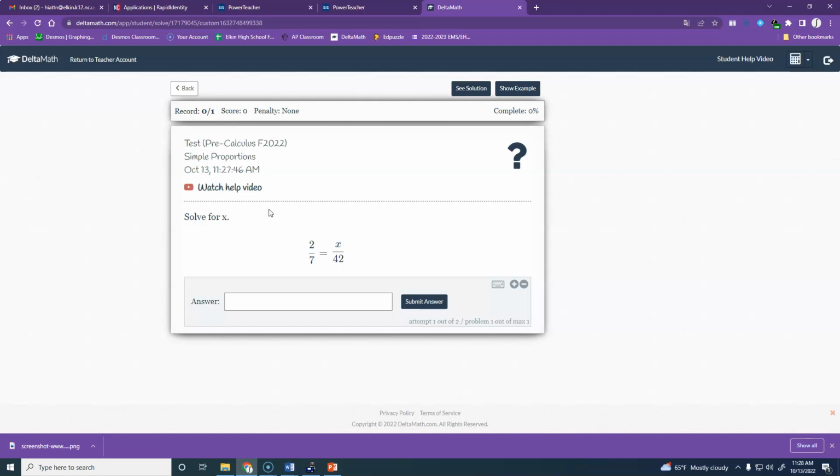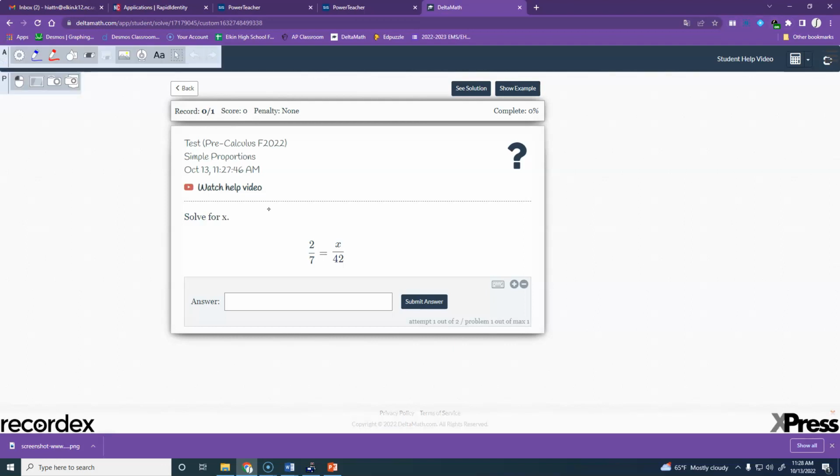Now this one's super simple. I didn't do one like this. This could go all the way back. You could do common denominators, but what could you do on this one? You could cross multiply and get 7x equals 84 and divide by 7. You can only cross multiply if it's just one fraction equal to the other fraction, but you could do that there.